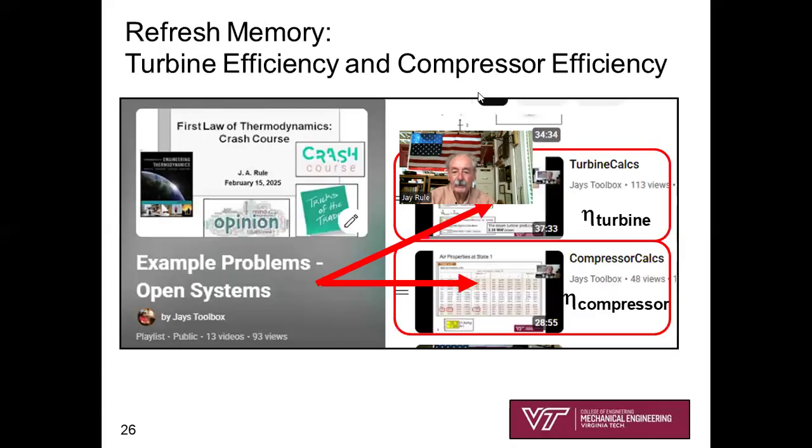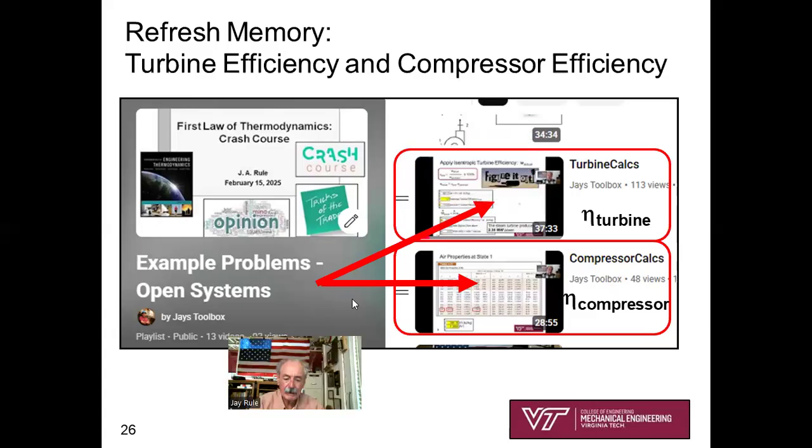Now, I didn't go through any numbers, any numerical work, did I? If you need a memory refresher on turbine efficiency calculations or compressor efficiency calculations, you can go to my playlist, which is example problems for open systems, and get a refresher course on both of those.